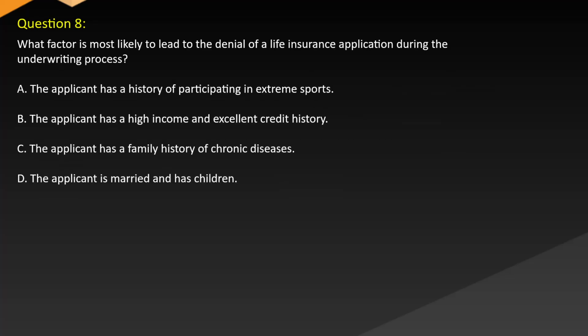Question 8. What factor is most likely to lead to the denial of a life insurance application during the underwriting process? A. The applicant has a history of participating in extreme sports. B. The applicant has a high income and excellent credit history. C. The applicant has a family history of chronic diseases. D. The applicant is married and has children.